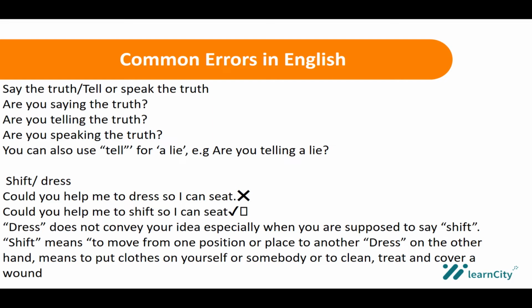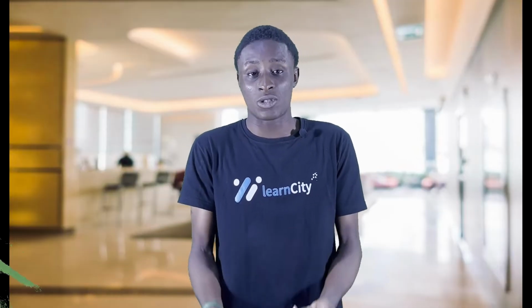So let's look at this sentence. Could you dress? Could you help me to dress so I can sit? Or could you help me to shift so I can sit? Right? Even though two of them sound very terrible. Just say, please shift. Right? Or could you shift, please? Right? Now, the correct thing to say here is shift, not dress.